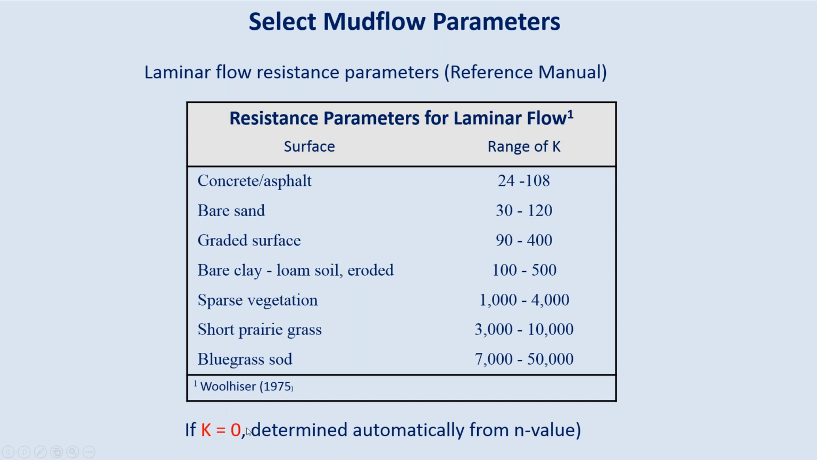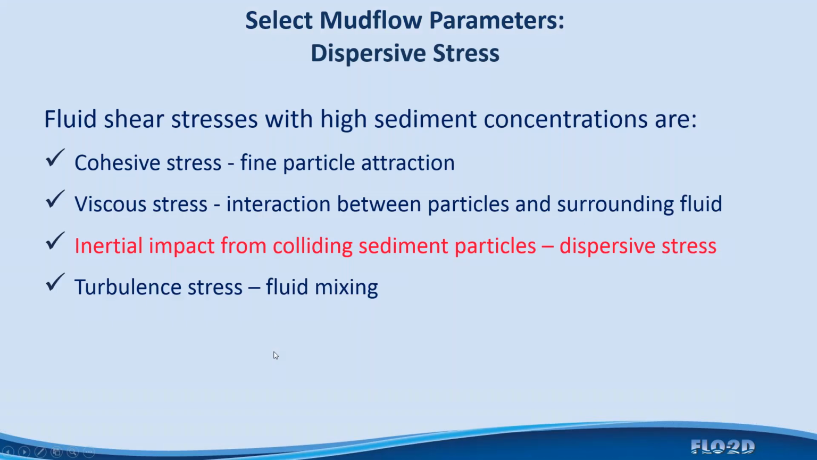But again, if you just set this equal to 0, I've derived and used different n values for similar types of surfaces and calculated the laminar value for you.